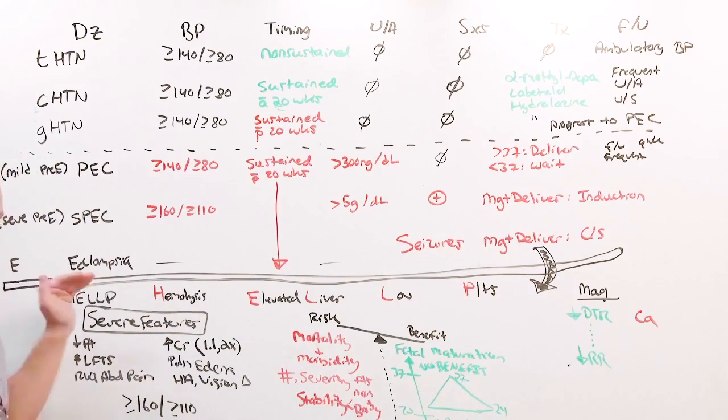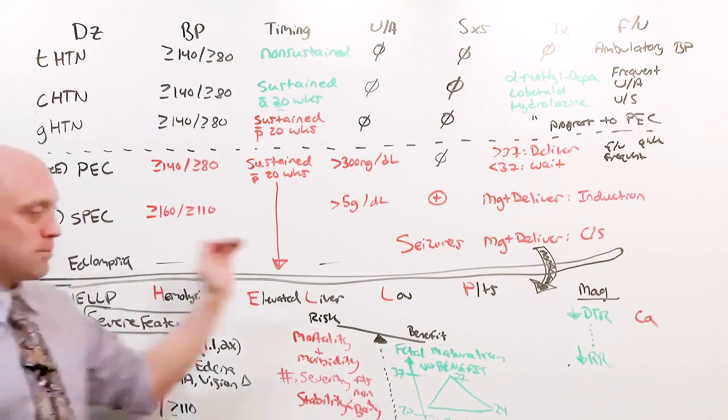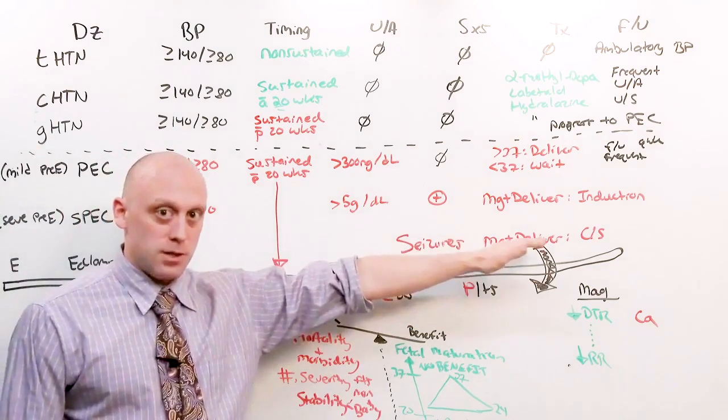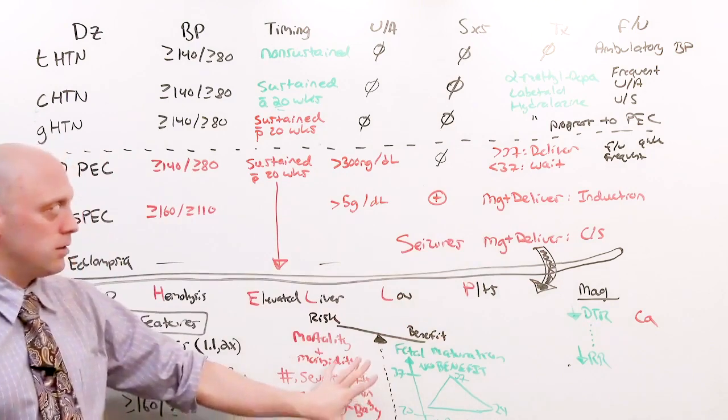If you have eclampsia on the test, full-blown seizures, mom's in trouble, the only thing that will get her to live is getting baby out, so you do a C-section. In reality, it's more complicated.